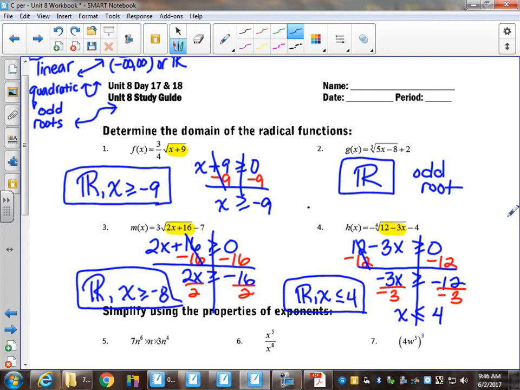So this knowledge for 1 through 4 is prior knowledge, but it's coming back because we've been working with radicals and with solving, so it makes sense for us to work on making a connection to graphing.